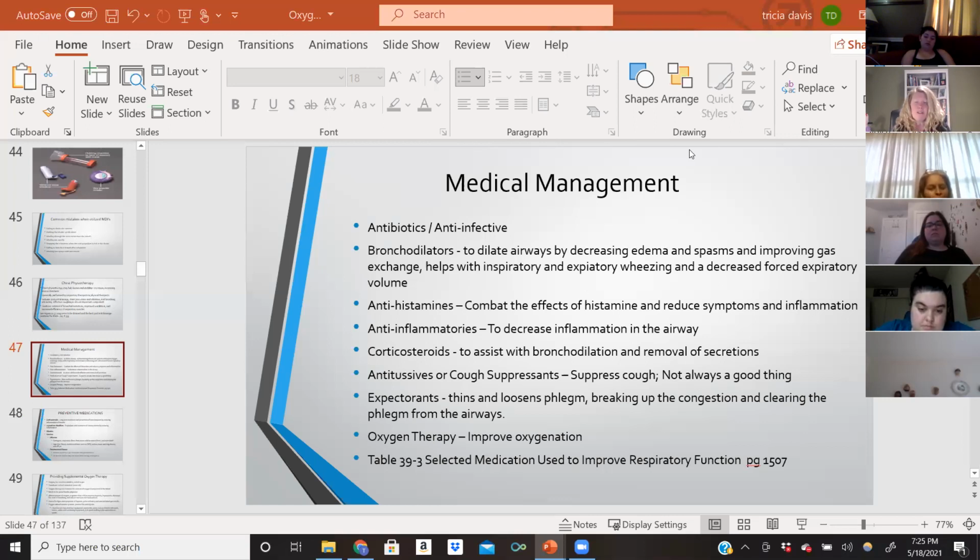We can give expectorants. So these are like Mucinex as an expectorant. It's going to thin and loosen up that phlegm, break up the congestion, and the patient's going to be able to cough it up and get rid of it. And then, of course, we can give oxygen because we want to improve oxygenation so that all of our organs stay properly oxygenated and functioning until we can resolve this respiratory issue.